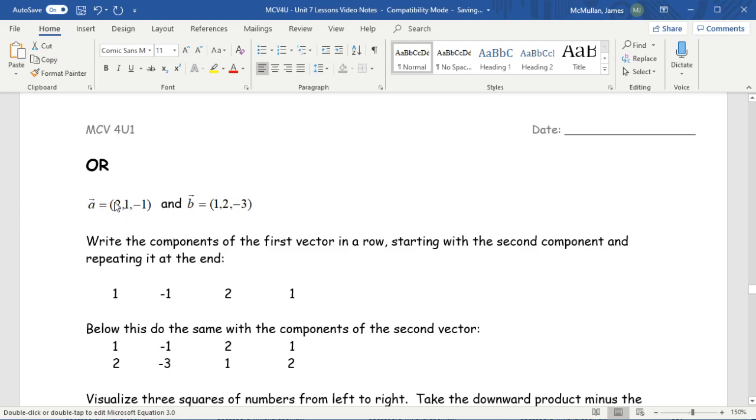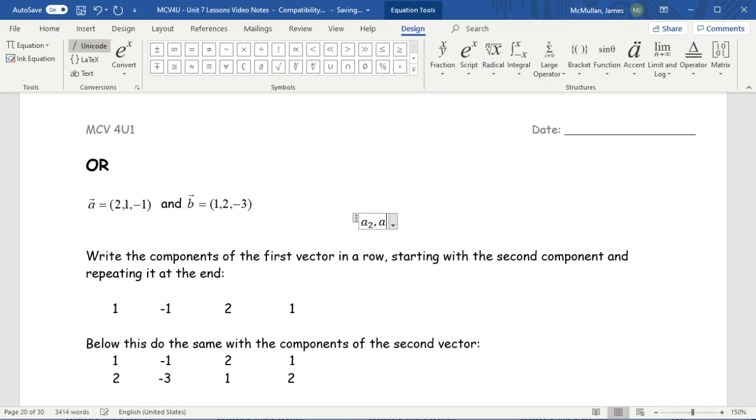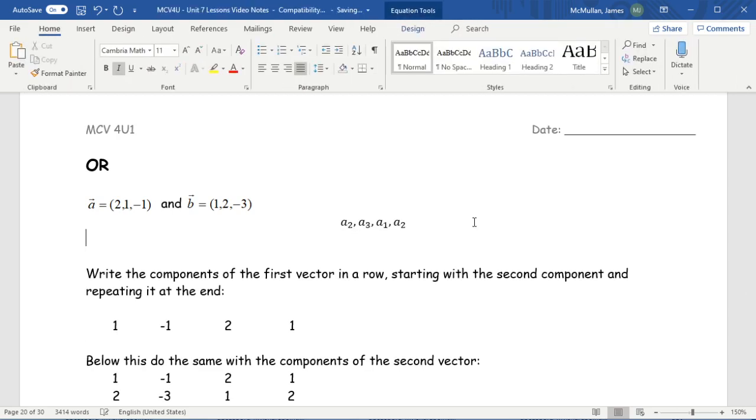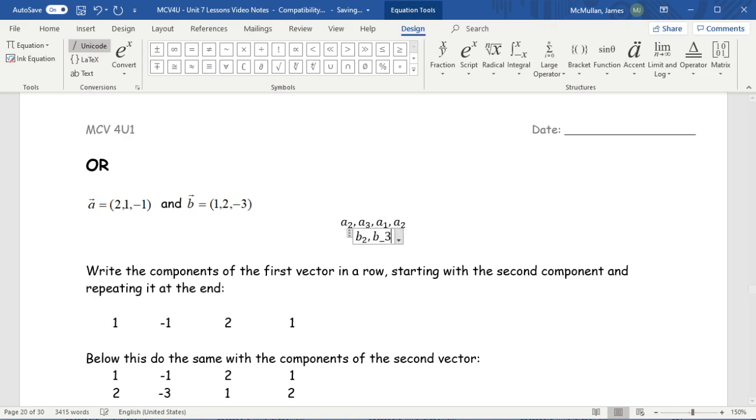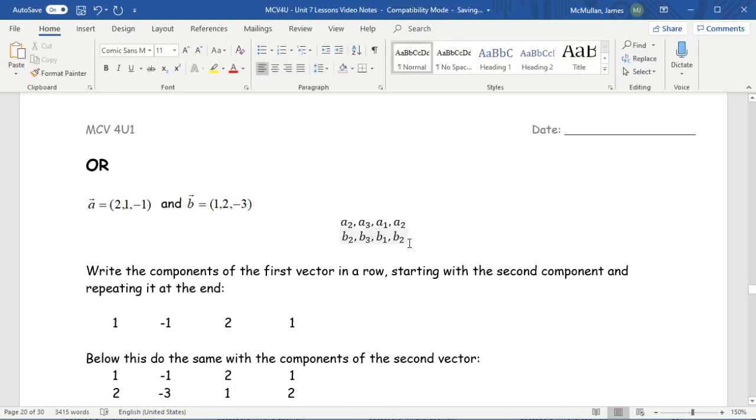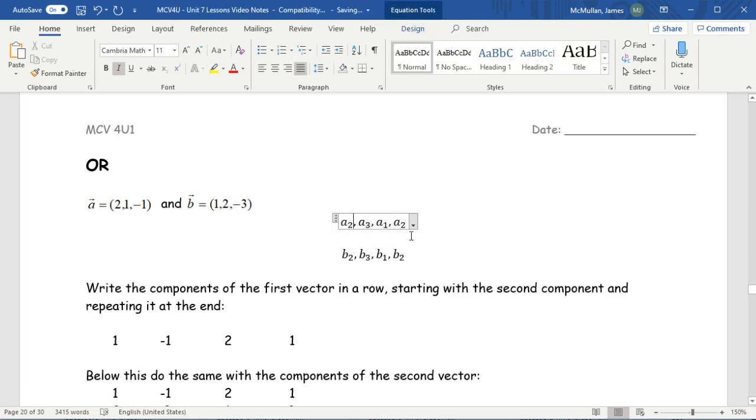Let's say we are trying to cross A with B. What you do is you take the vector A and you write its components out like this: the first component, the second component, the third component, the first component, and then the second component again. Underneath that, you write the same pattern for B. Exactly like that. Just write them right on top of one another. Spread them out a bit. So you just write them out in that pattern. Basically you start at number 2, and then you count upwards, you loop back to number 1, and then you just end at number 2.